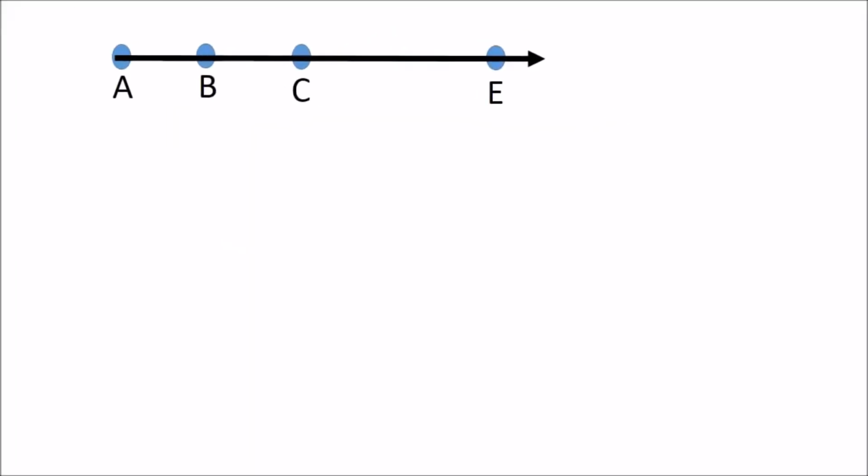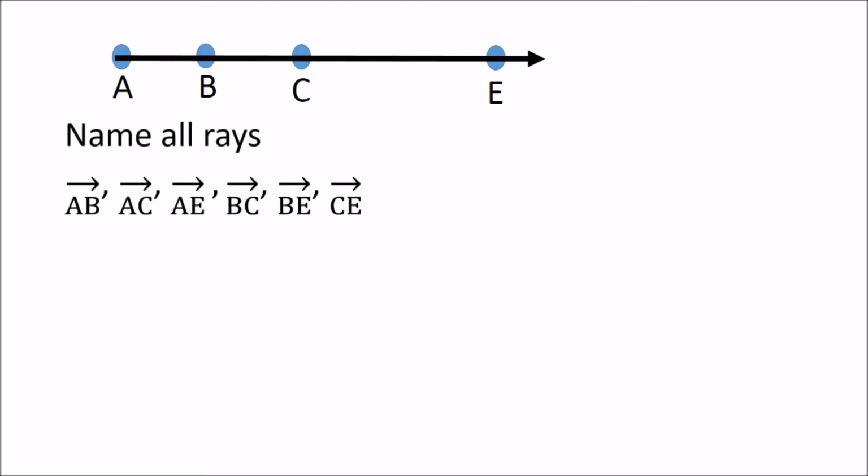Now, if the given is a ray, this is an illustration of a ray. The endpoint is point A, so we start from the endpoint and go to point E. Name all rays, so we have ray. This is the symbol. Even if the arrow is to the left or right, this is still the symbol of a ray. Ray AB, ray AC, ray AE, then ray BC, ray BE, and ray CE. So these are the rays of the given figure.